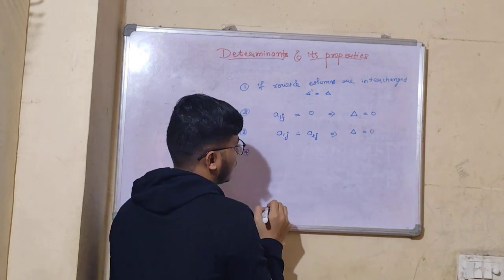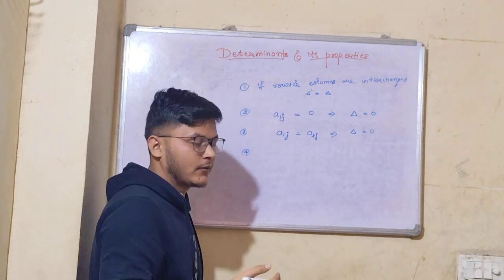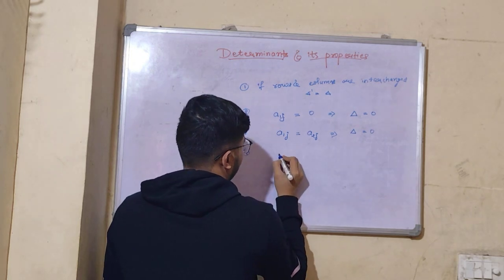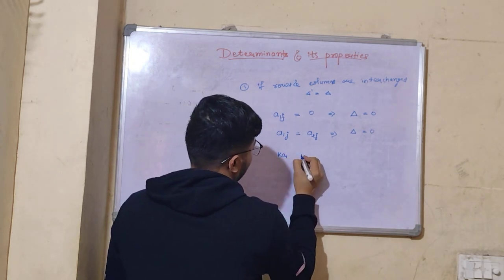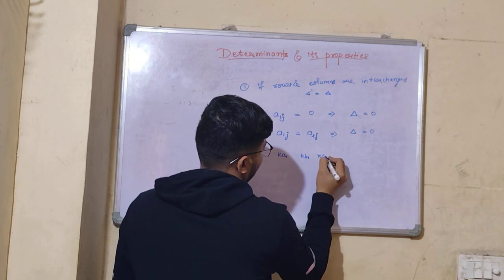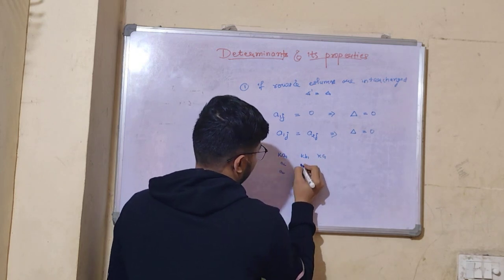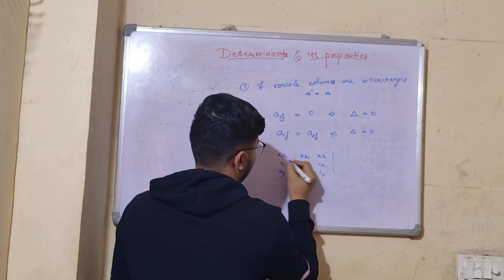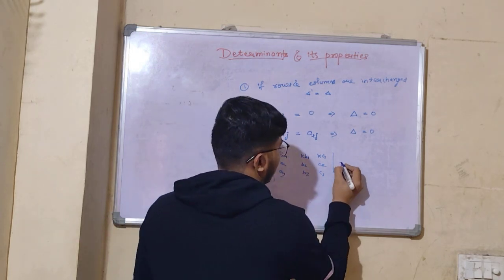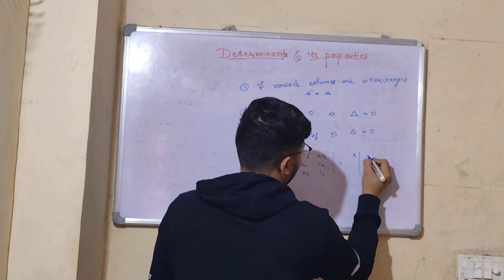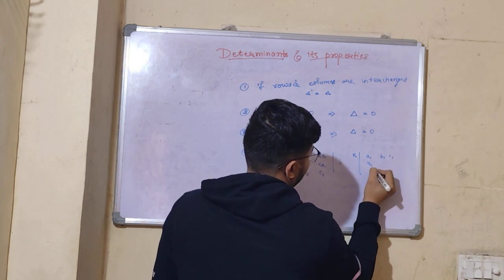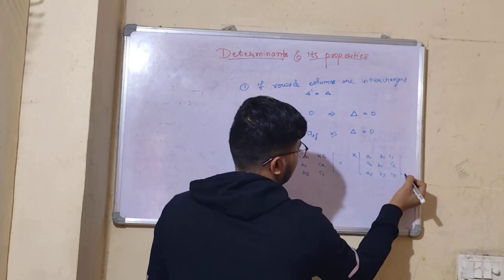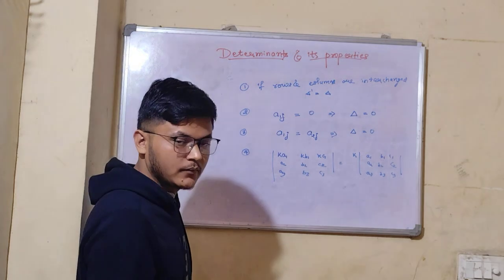The next property is we can take out any factor from any row or any column of the determinant. That is, if this is our determinant, we can also write it as k times the determinant. Hope you have cleared this.